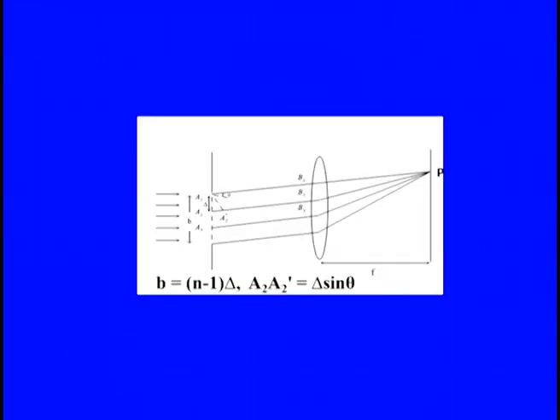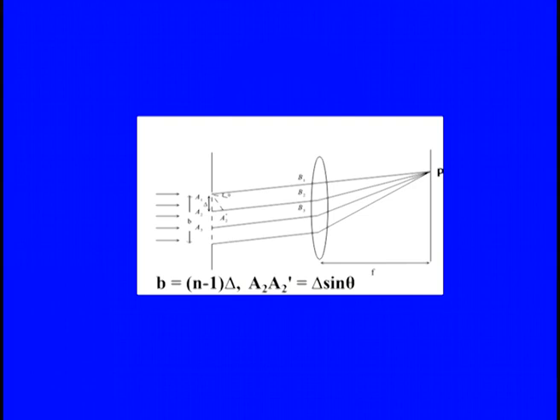Let the point sources be at A1, A2, A3 and so on, and let the distance between two consecutive points be delta, as shown in this figure. Thus, if there are n point sources on the slit, then b will be equal to (n minus 1) delta. We will now calculate the resultant field produced by these n sources at the point P, which receives parallel rays making an angle theta with the normal to the slit.